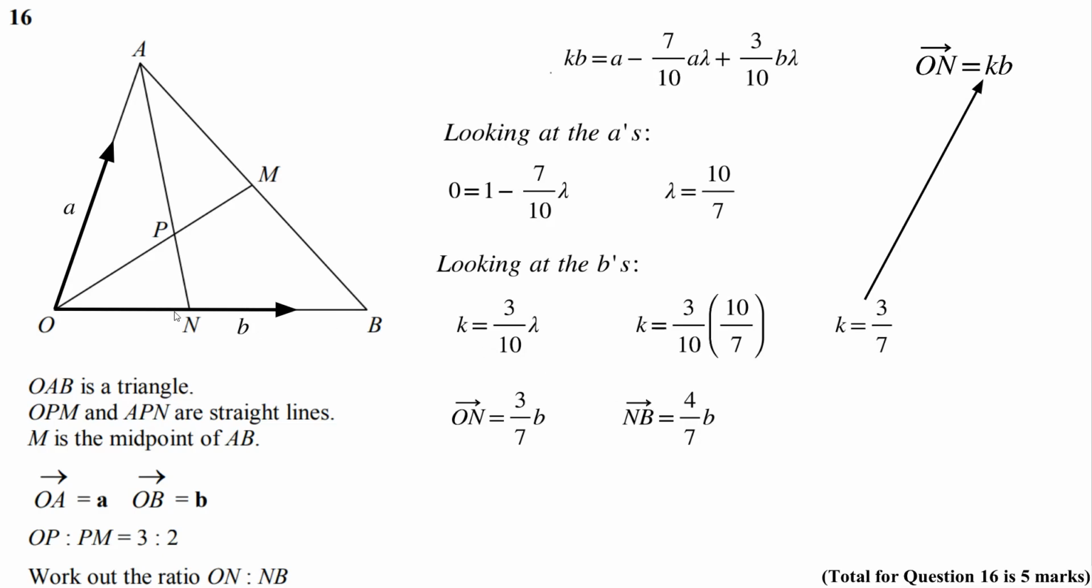So the ratio of O to N to N to B is 3 over 7b to 4 over 7b. We can cancel the b's on both sides to get that. Then we can multiply by 7 on both sides to simplify. So we get O to N to N to B is 3 to 4.